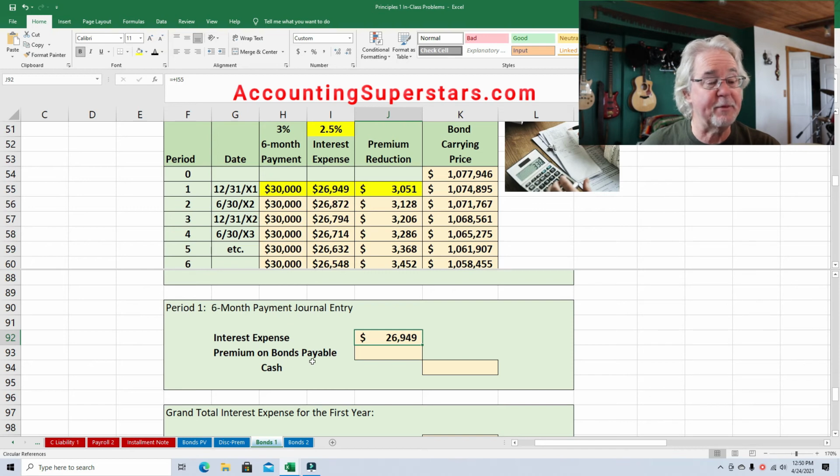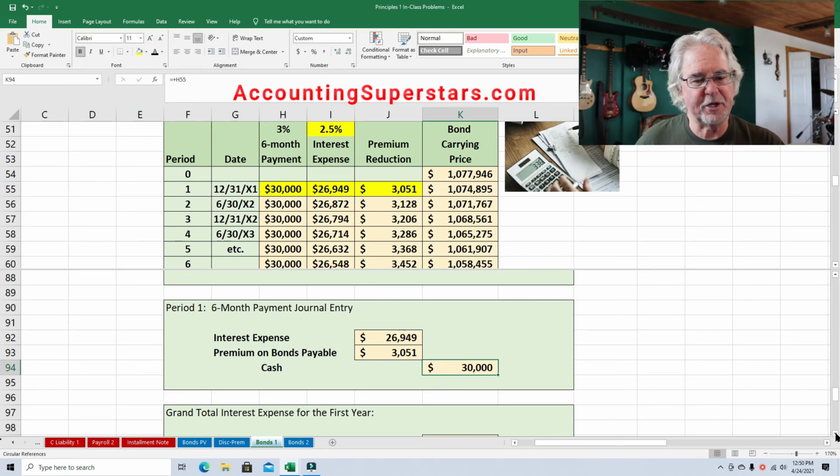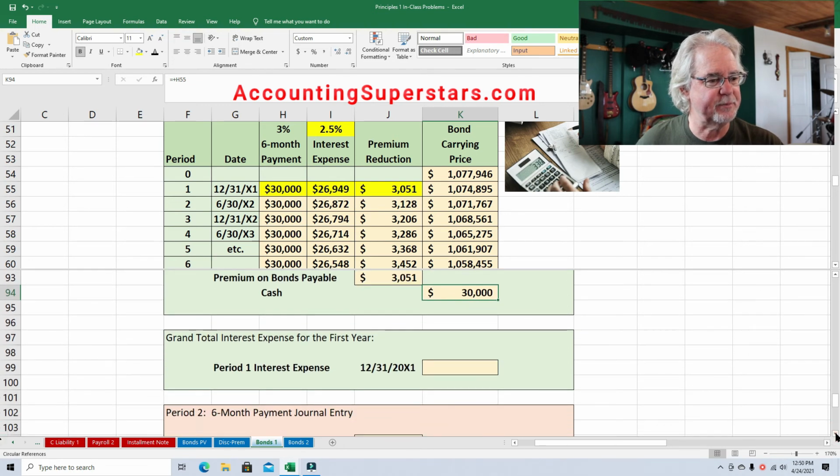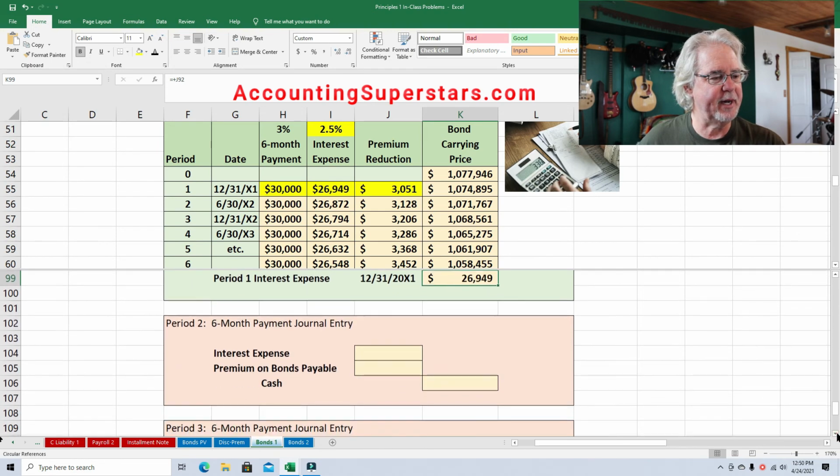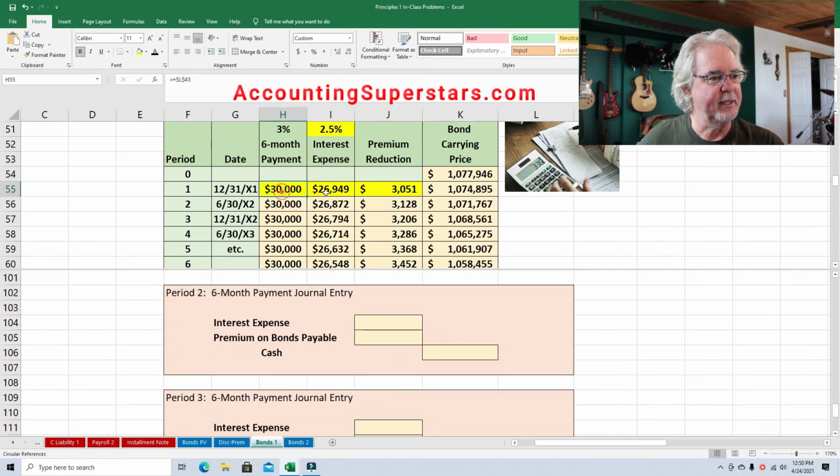Premium on bonds payable. Now this represents the reduction of premium, $3,051. And how much cash did Fred have to pay out? Well, according to the contract, $30,000, and it's right here on the chart too. So there you go. So the amount of interest for the very first period, since it was just a half a year, $26,949.